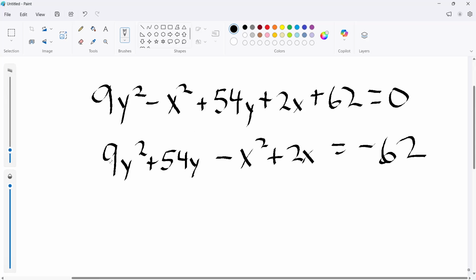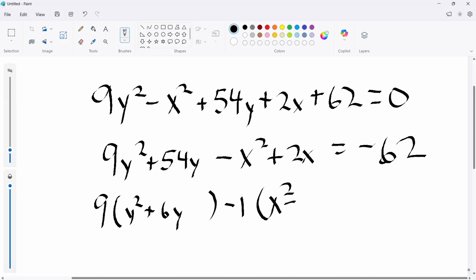But before I do that, I have to factor. So I'm going to factor out a 9 over here. 9 times y squared plus 6 times 9 is 54, 6y. And I'll leave room for one other thing. And then minus 1 I'm factoring out there. X squared I'm factoring out minus 1, so the signs change. Minus 2x. I leave room, and I have equals negative 62.